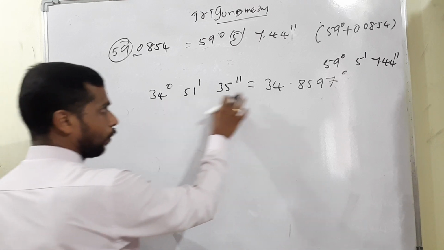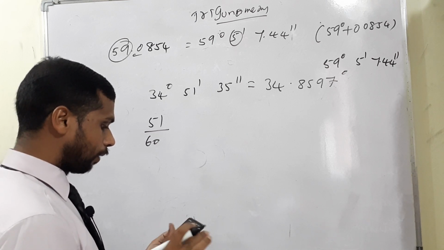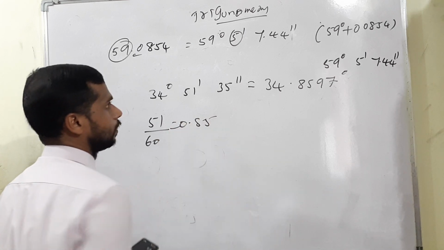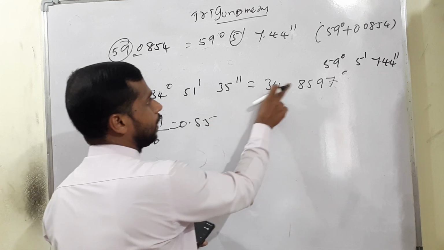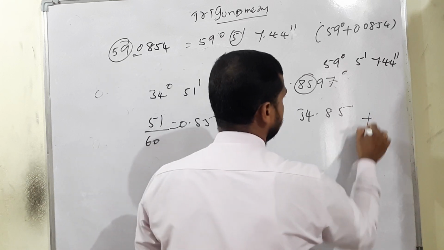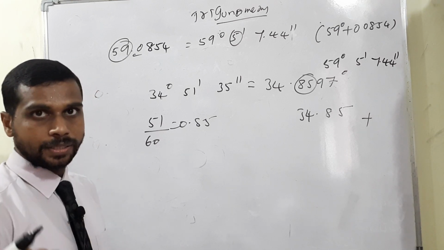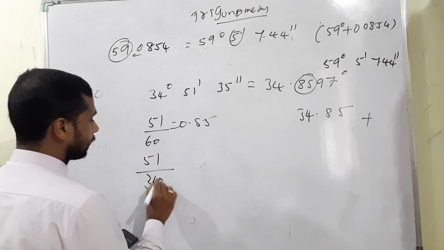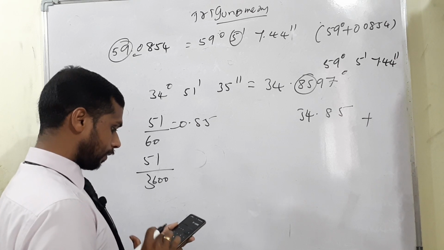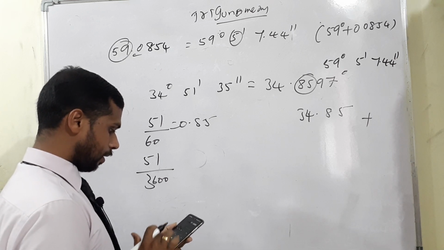So first 34 as it is. Next, 51 divided by 60. In your calculator, 51 divided by 60, what is the answer? It is 0.85, isn't it? So we can take 34.85. For the next part, 51 is for the minutes, and 35 for the seconds: convert to seconds, so divided by 60 into 60, which means 35 divided by 3600.